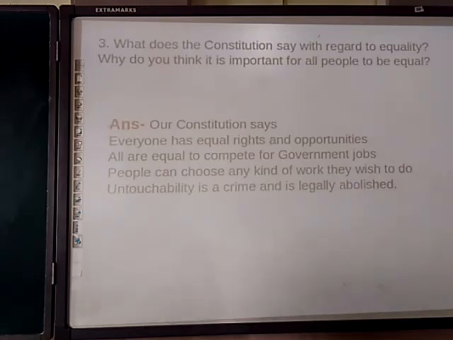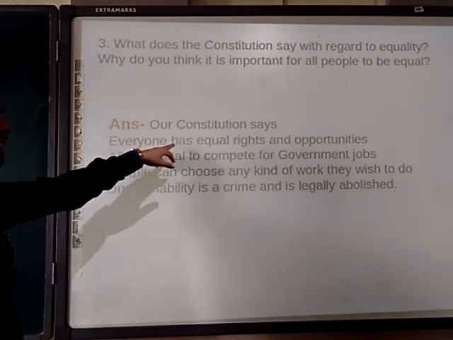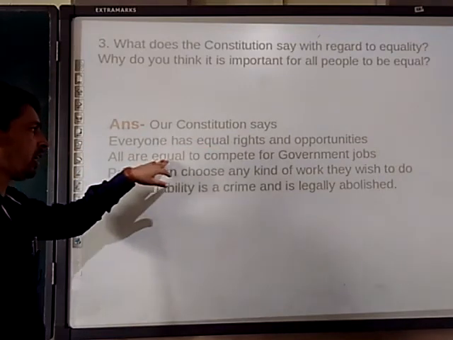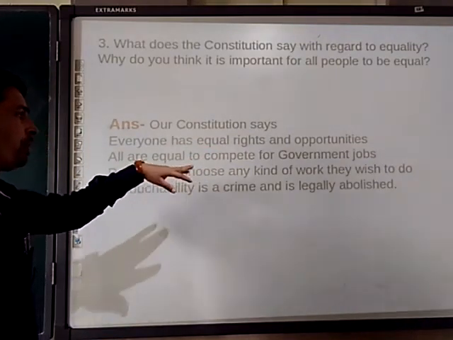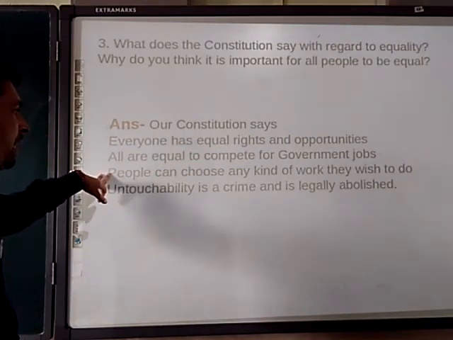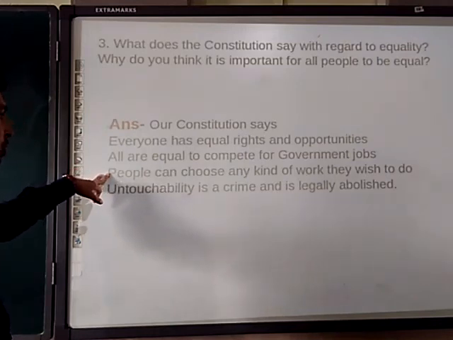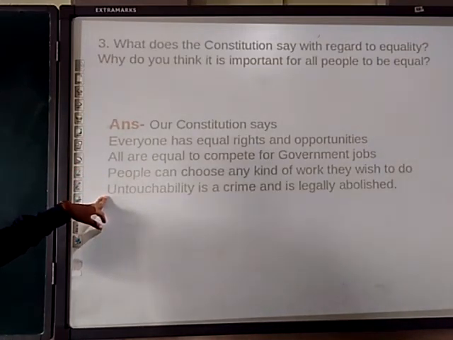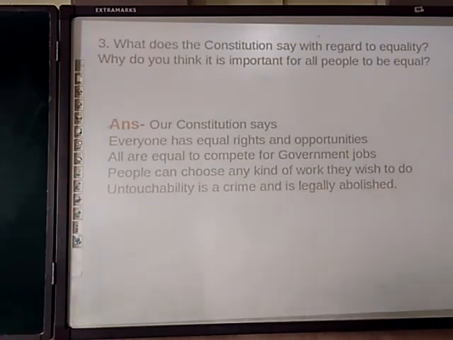Our Constitution says everyone has equal right and opportunity. All are equal to compete for government jobs. People can choose any kind of work they wish to do. Untouchability is a crime and is legally abolished. So these are the points.